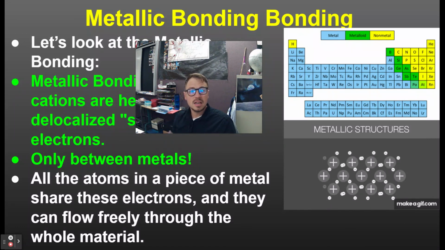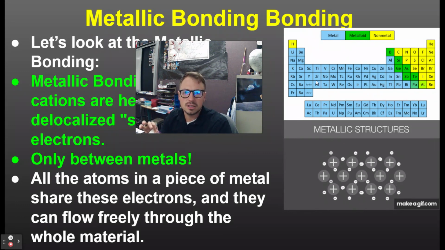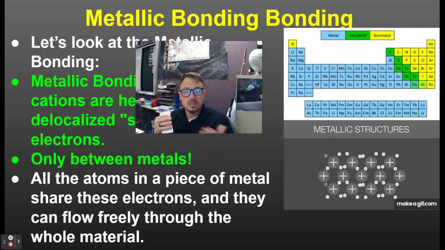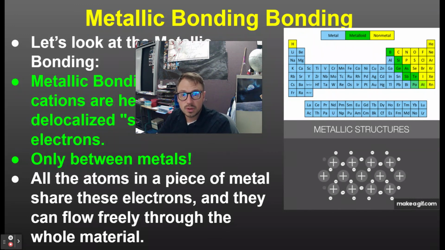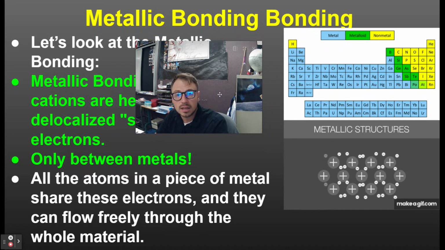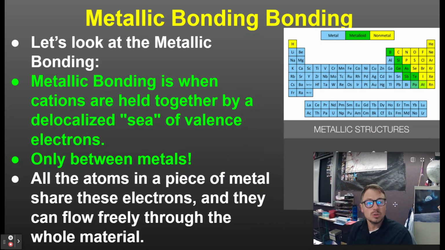What's happening is that because those are metals, that's when the d orbitals come into play. Those valence electrons are free flowing. They're flowing around and are shared by every one of those cations, and that's what holds them together. Think about a block of iron. Think about a block of gold or silver. That's what's holding them together.